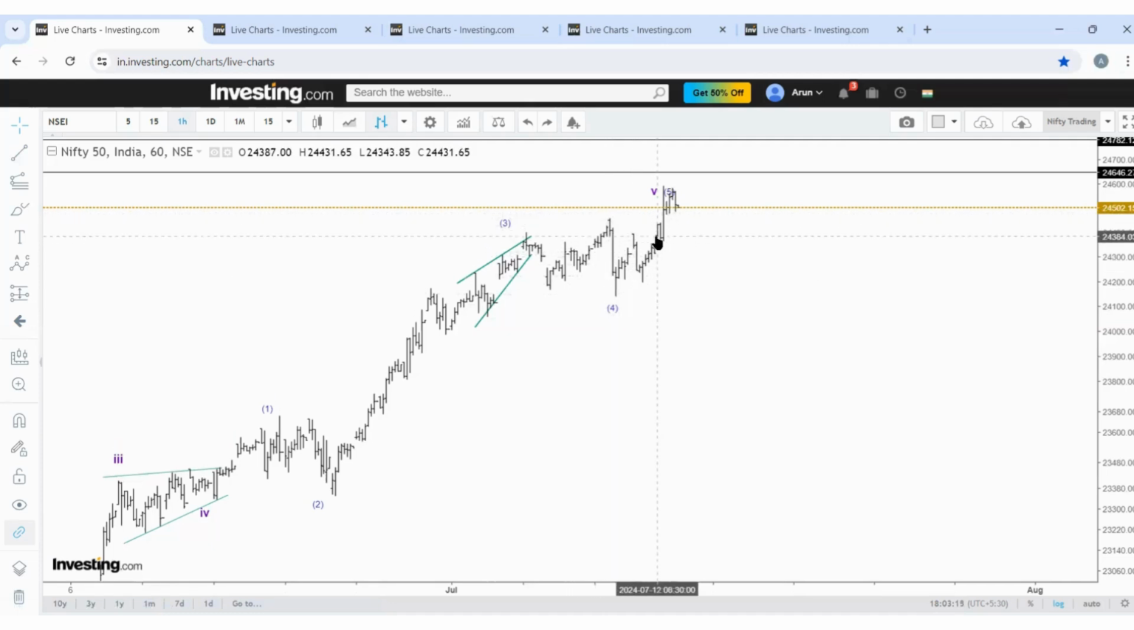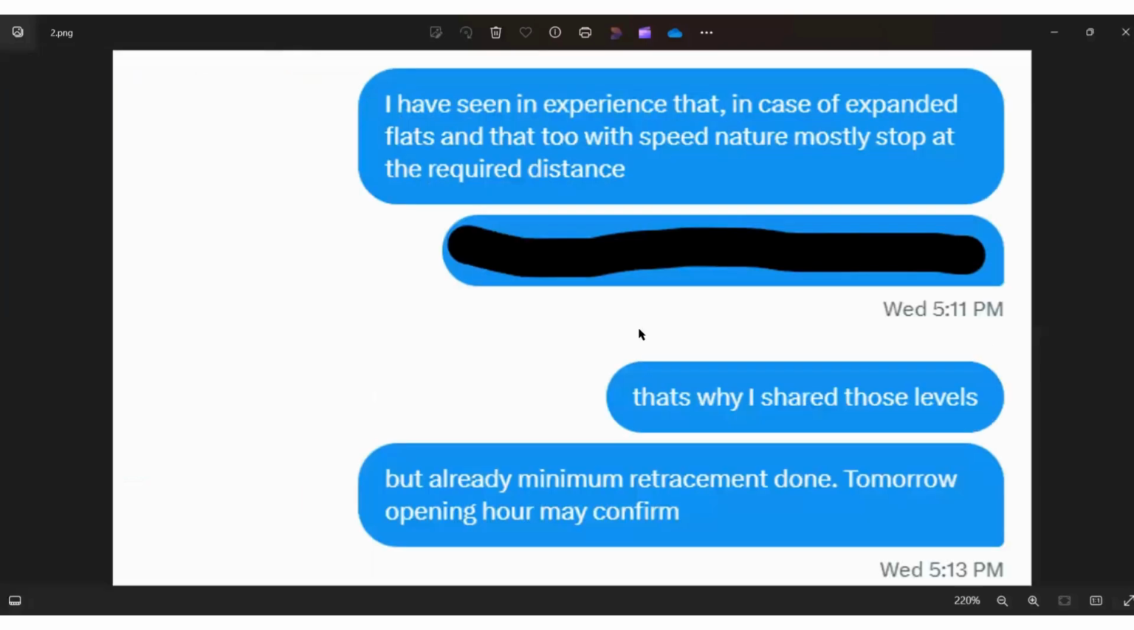It can be a complex correction, or the correction has been already over. One of my learners asked this, and this is what I said. I have seen in experience that in case of expanded flats, and that too with speed nature, mostly stop at the required distance. So the required distance is 24,160. So in my experience, the expanded flats, if they come very fast and also reach the expected level, then it can end the correction.